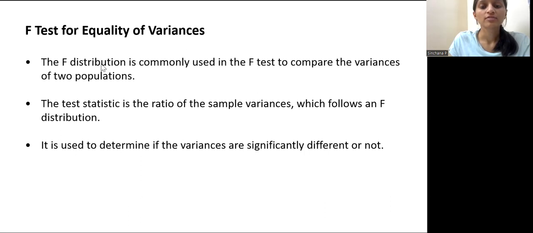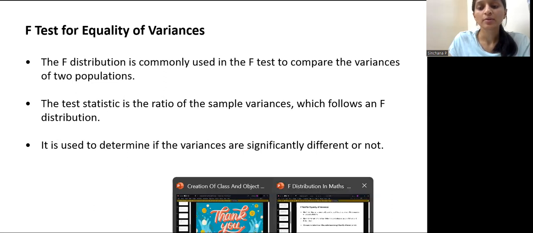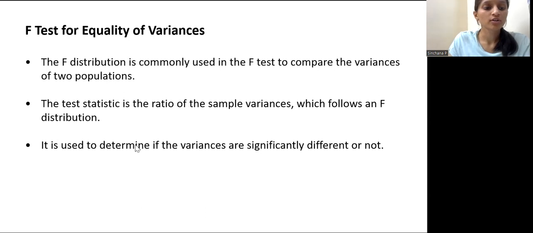F test for equality of variances. The F distribution is commonly used in the F test to compare the variances of two populations. The test statistic is the ratio of the sample variances, which follows an F distribution. It is used to determine if the variances are significantly different or not.